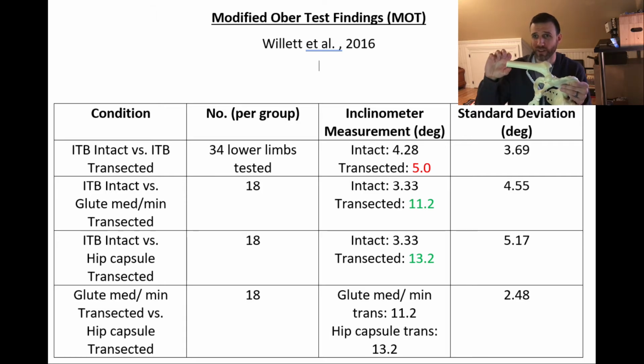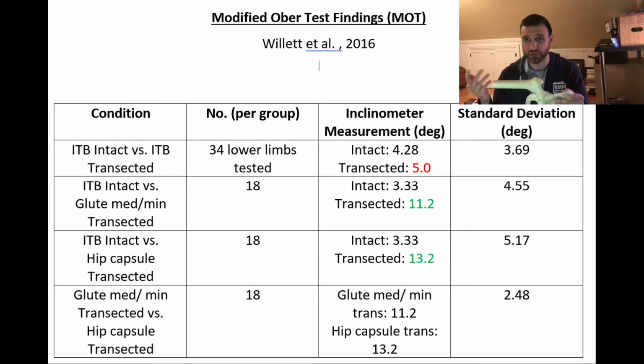So with the gluteus medius and minimus cut, as opposed to just the IT band being cut, when they went to test it, there was about an 11 degree increase, or an 11 degree ability for that cadaver to get into horizontal adduction. When they only cut the IT band, it went from like 4.5 degrees with it intact to 5 degrees of adduction with it cut. So essentially no difference, okay?